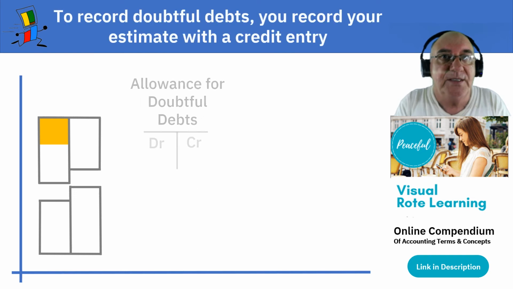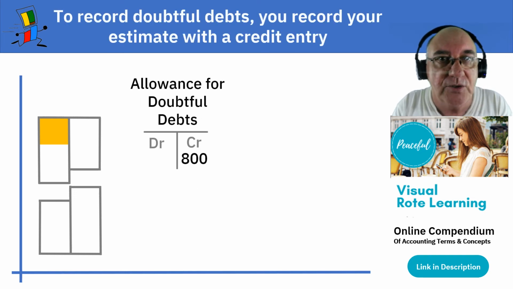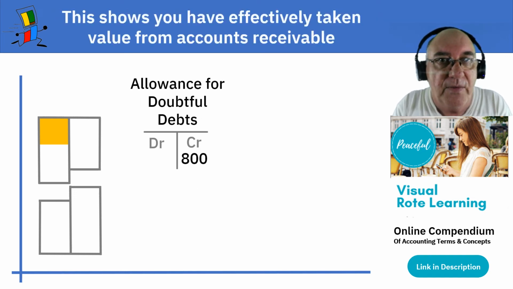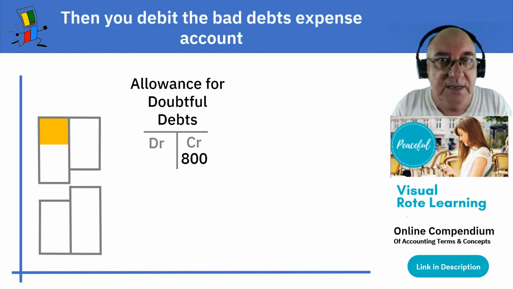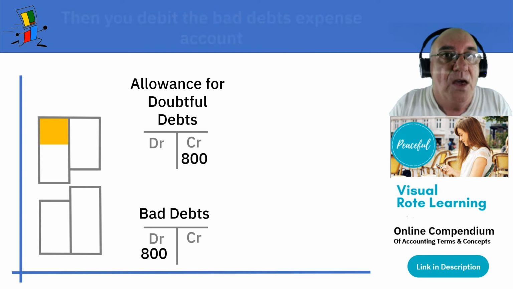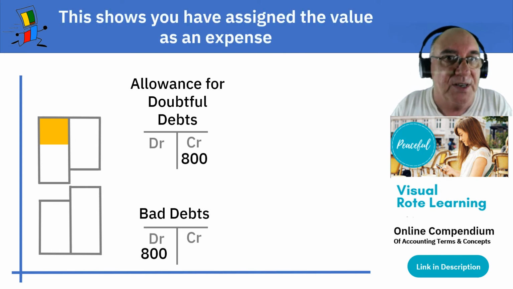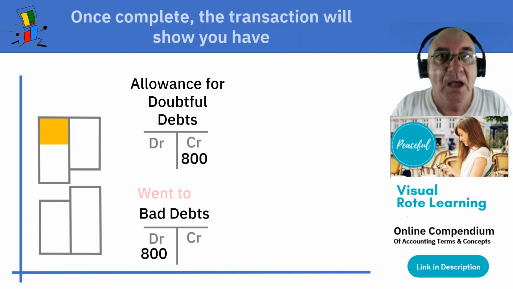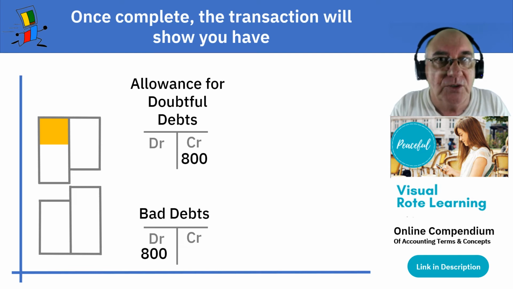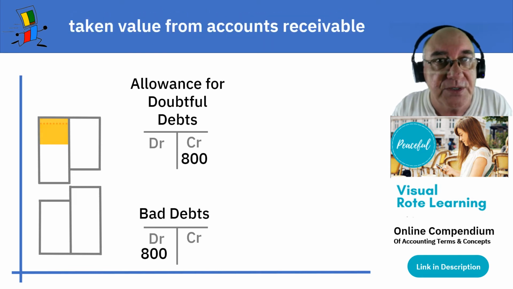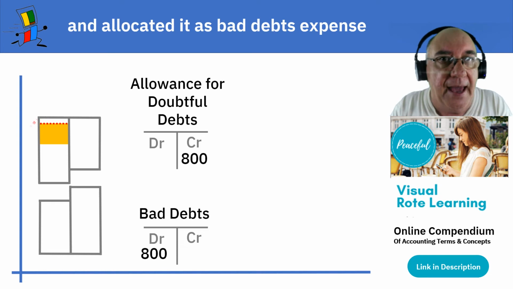To record doubtful debts, you record your estimate with a credit entry. This shows you've effectively taken some value from accounts receivable. Then you debit bad debts expense. This shows you've assigned the value as an expense. Once complete, the transaction will show that you've taken value from accounts receivable and allocated it as bad debts expense.